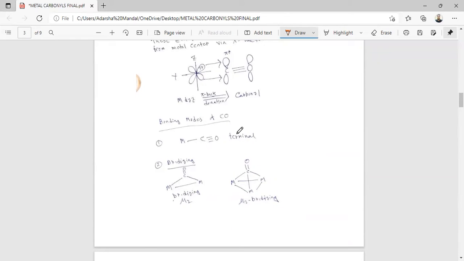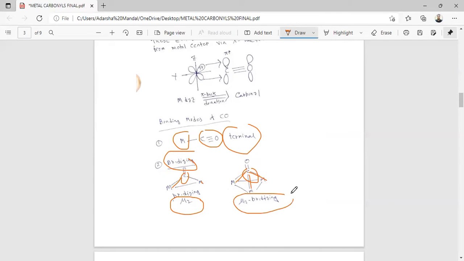So CO can bind in two ways. One is terminal and one is bridging. In terminal mode, one CO is bound to one metal center, so it is in a linear fashion. In bridging, one CO is bound to more than one metal center. Here this CO is bound to two metal centers, so this is a mu2 bridging, and here this CO molecule is bound to a total of three metal centers. It is a mu3 bridging.